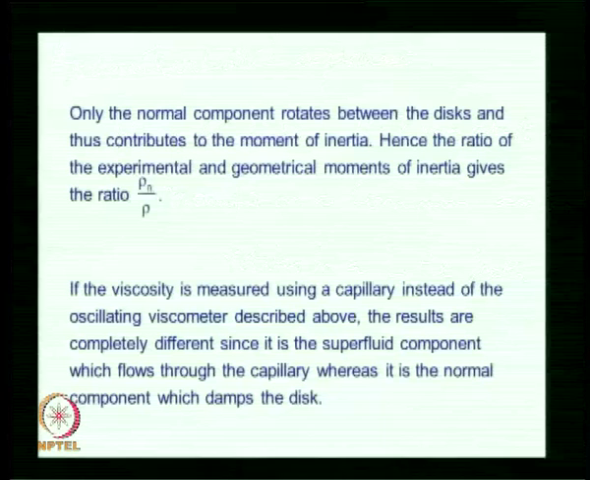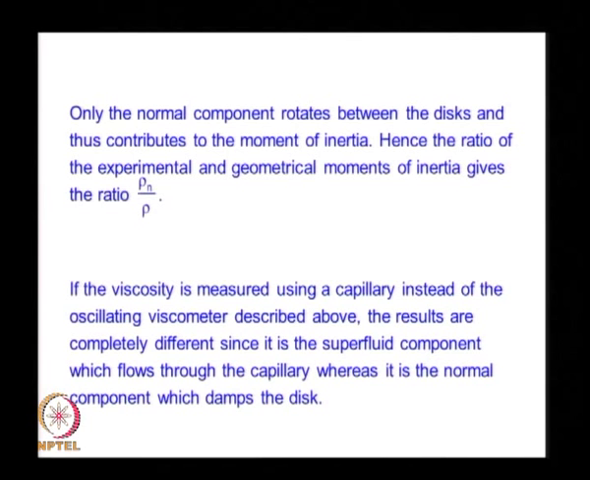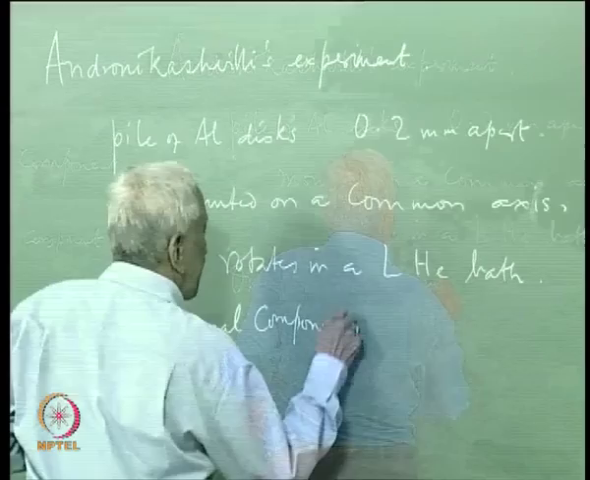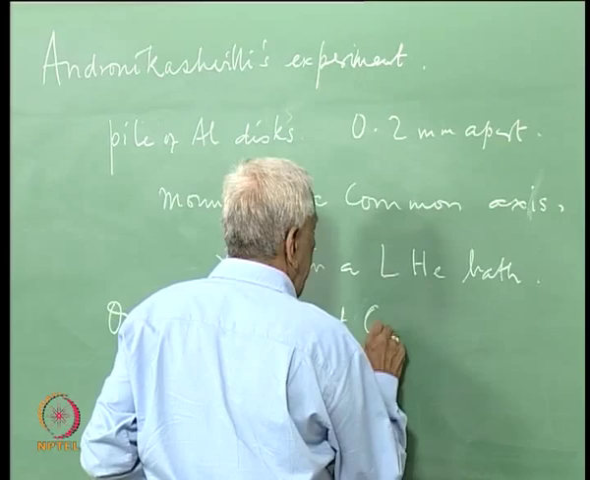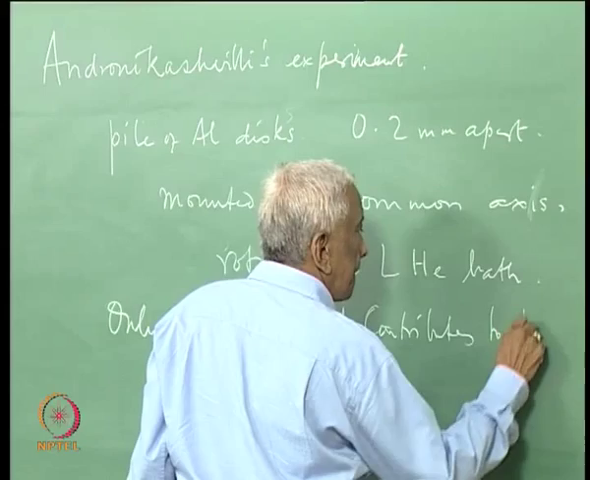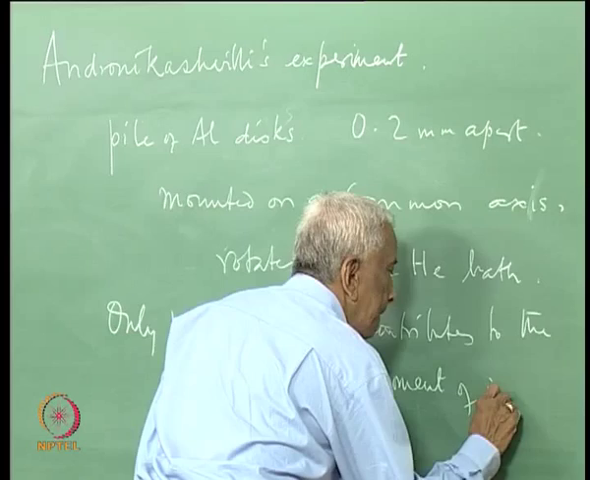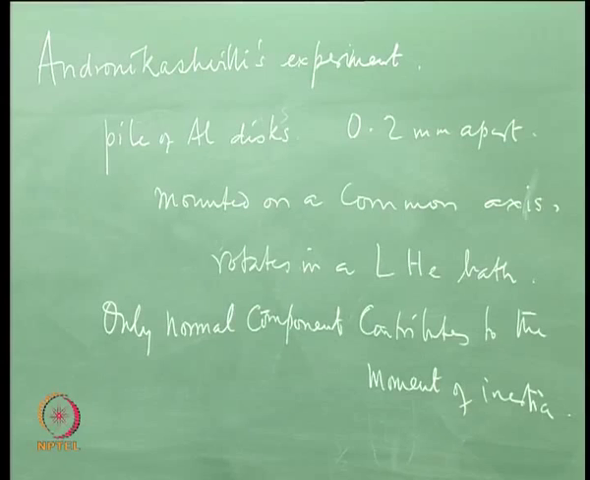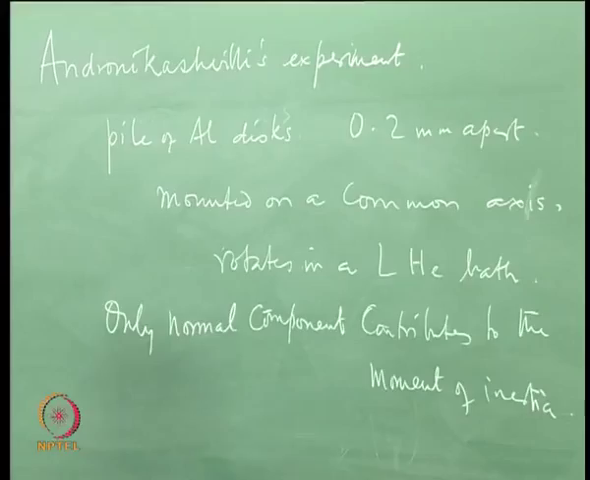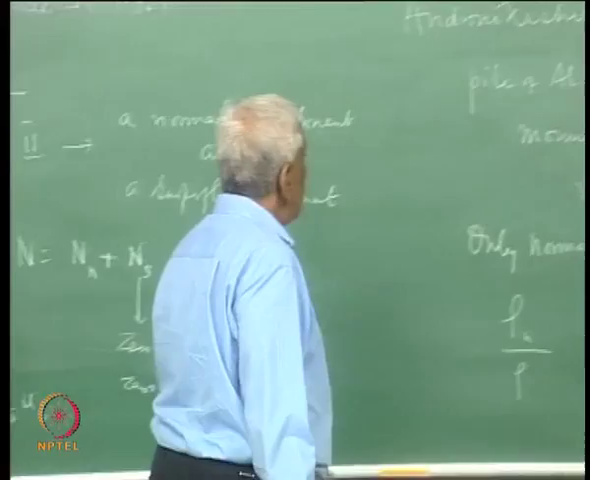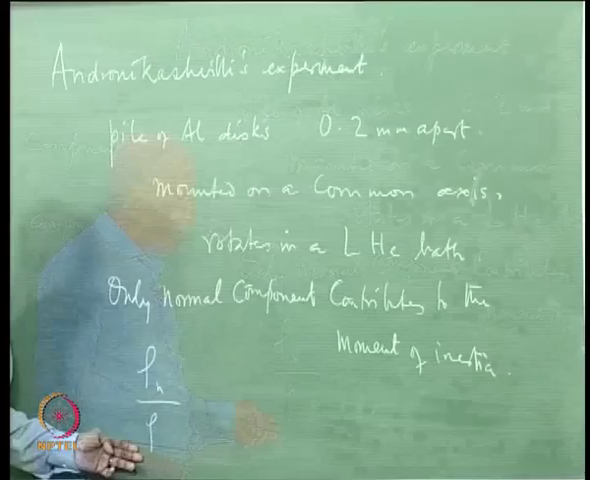This means that only the normal component can rotate between the discs, and therefore, it contributes to the moment of inertia, the actual dynamical moment of inertia, which determines the period of rotation. So, the ratio of the experimental and the geometrical moments of inertia gives the ratio rho n by rho, the ratio of the normal component density to the total density of the fluid.